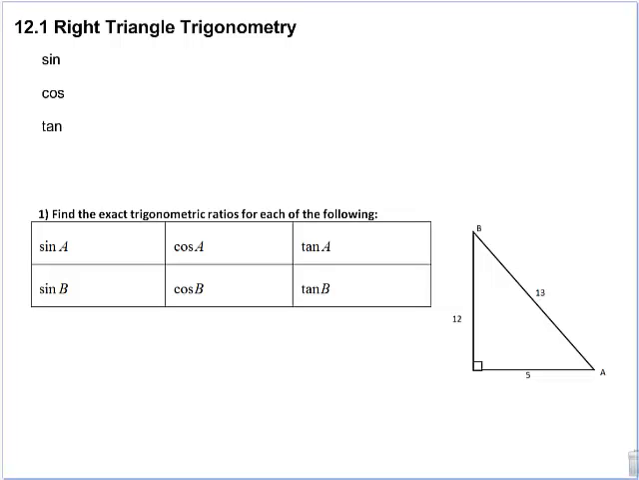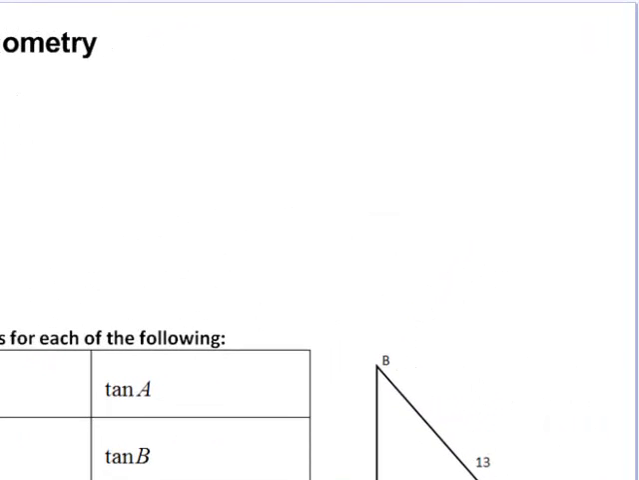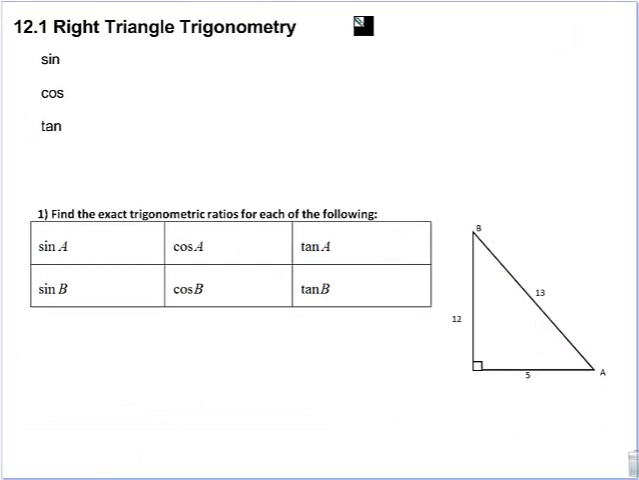So first off, what do you guys remember about sine, cosine, and tangent? Okay, so sine is opposite over hypotenuse. What's cosine? Adjacent over hypotenuse, and tangent is opposite over adjacent. What's an acronym that you can remember? Yeah, SOHCAHTOA.